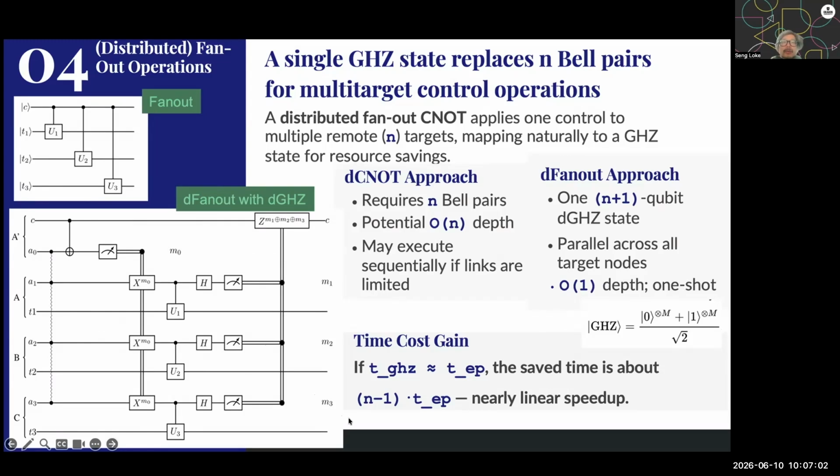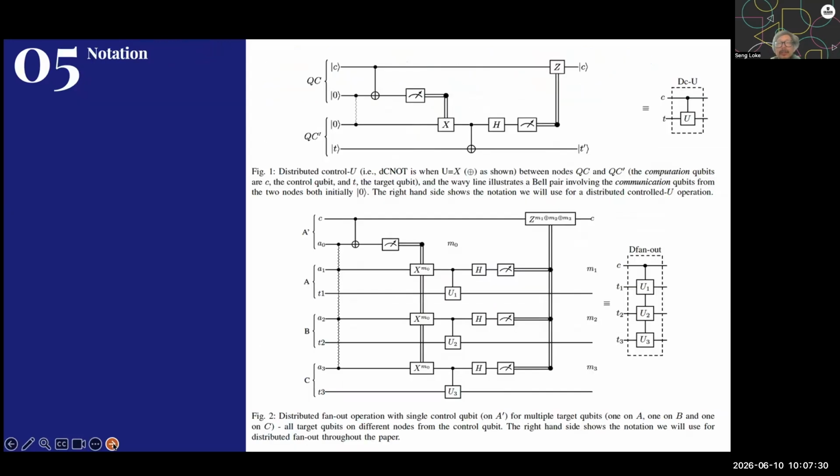Okay, all well and good, but the question is then when can you use such a distributed fan-out operation? So it's tremendous savings, right? N can be extremely large, can be 100 or 200, let's say, and you collapse that into a constant depth circuit. So very good, but where do you see a distributed fan-out operation? Is it common? That's the question we may ask.